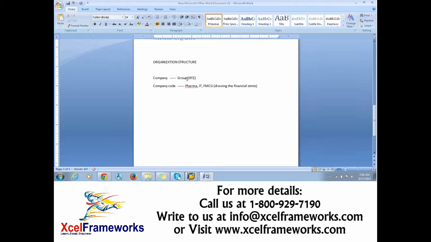Okay. And what is this group? We are maintaining all these businesses under this group. That group is called company in SAP. These two terms, company and company code, are SAP terms, and these two terms are the normal generic terms. So the group of companies will be defined as company in SAP and all the businesses will be created as company codes.